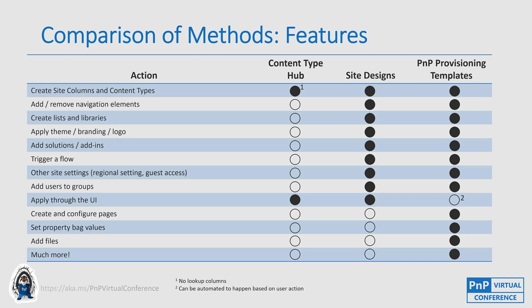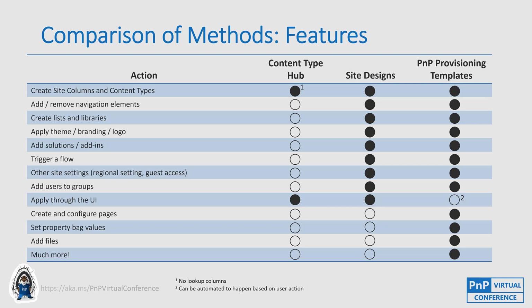Now you notice applying through the UI, we have a little bit of a change in that row of the slide. We can apply things through the UI using the content type hub and site designs. We can apply a site design, of course, once it's been registered. But the PnP provisioning templates don't have a UI. There's no page you can go to in order to run a PnP provisioning template, though you can automate something so that it effectively feels like there's some sort of UI or some user action that drives it being run. Then PnP provisioning templates sort of take off from there.